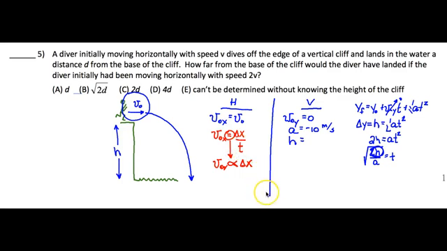So now I can just say that the initial x component of velocity is proportional to delta x, directly proportional. So if we run twice as fast, we land twice as far, and the correct answer in this case is letter C.